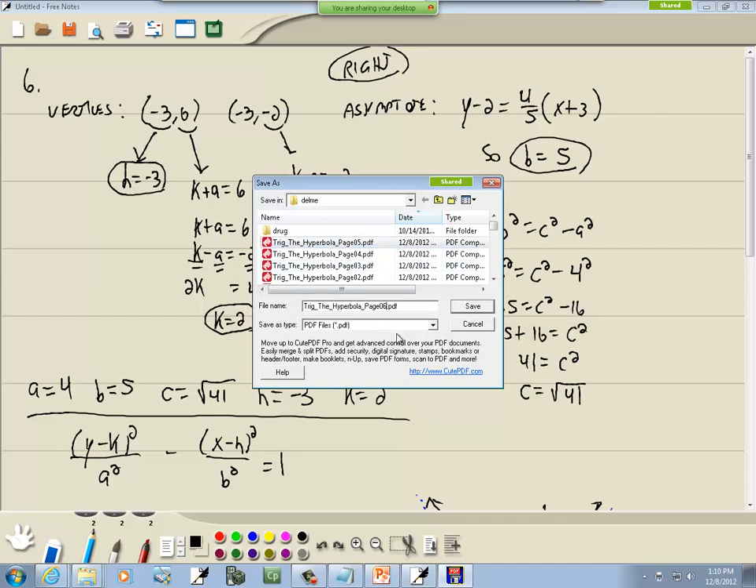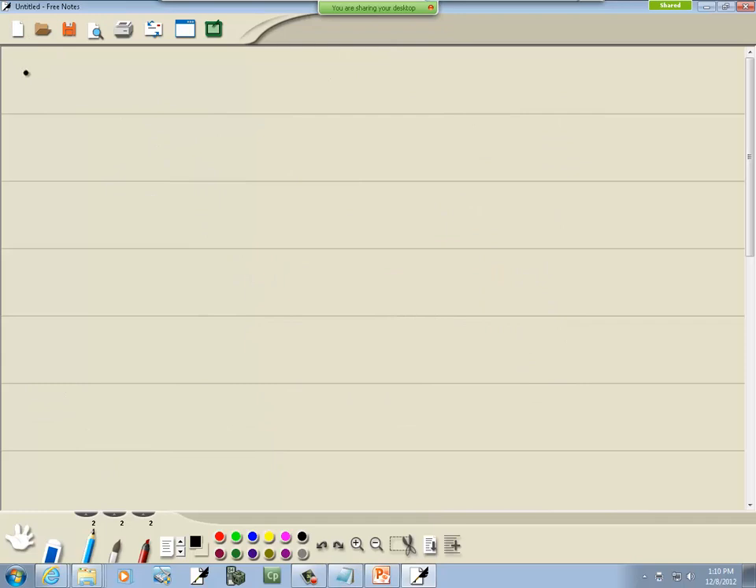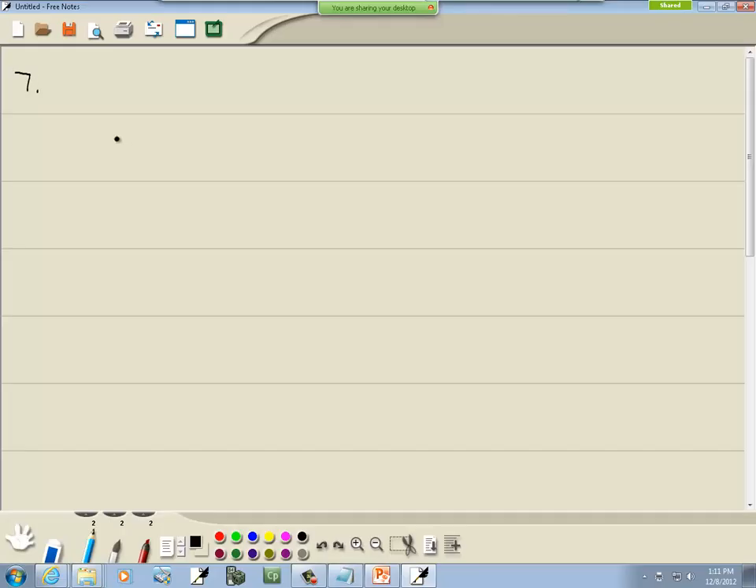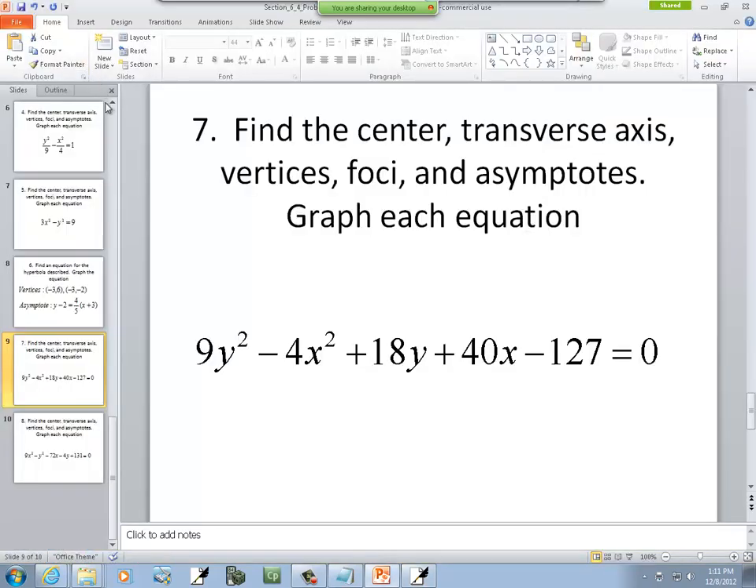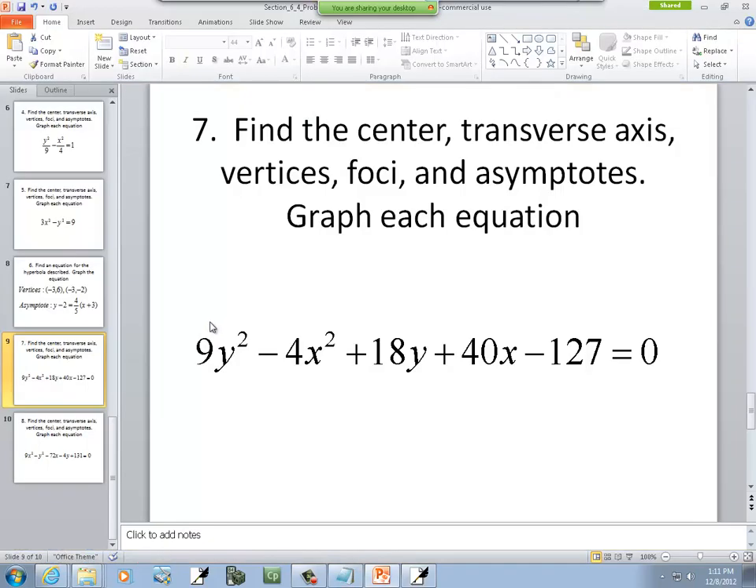Save this page. And let's look at our next problem. Now these last two, they want you to put them into standard form first. So let's take a look at that. We've got 9y squared minus 4x squared plus 18y plus 40x minus 127 equals 0. Now, it tells us to find the center, transverse axis, vertices, foci, and asymptotes, and graph each equation. So do everything, basically.